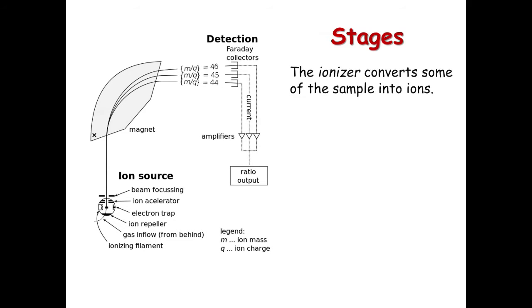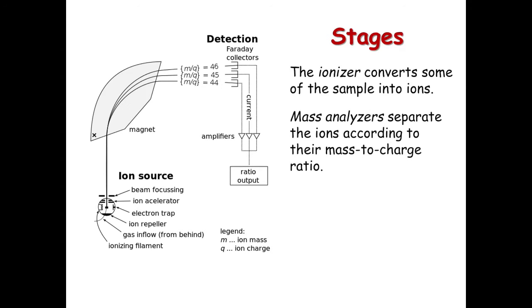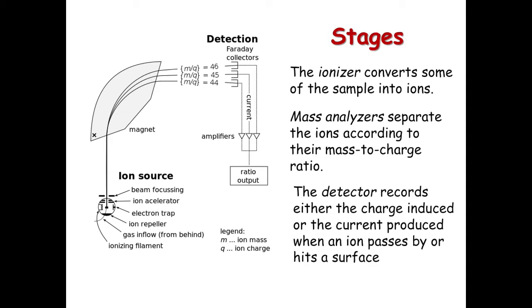So if we look at the stages of this, we have an ionizer, and that's down in the ion source, which converts some of the sample into ions. It doesn't convert all of it, but some of it into ions. The mass analyzers will separate the ions according to their mass to charge ratio, and the detector records either the charge induced or the current produced when the ion passes by or hits the surface.